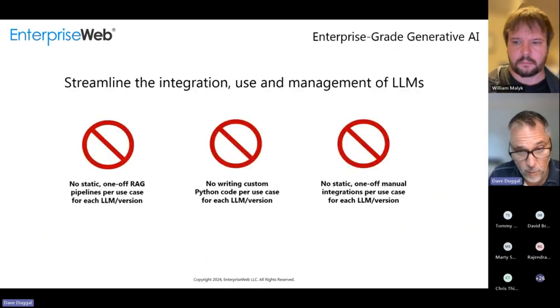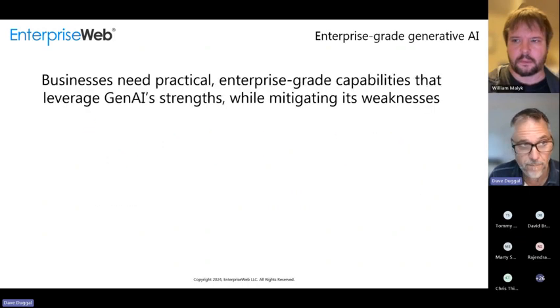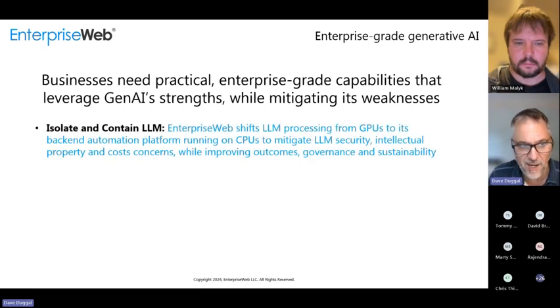So we're just saying you want to do this with a platform-based workflow. So businesses need practical enterprise-grade capabilities, and you also have to mitigate those weaknesses of Gen AI, right? You want to isolate and contain LLMs. I wouldn't want any LLM directly touching my mission-critical automation. I don't want those hallucinations creeping back. I don't want it to have access to my IP, et cetera.